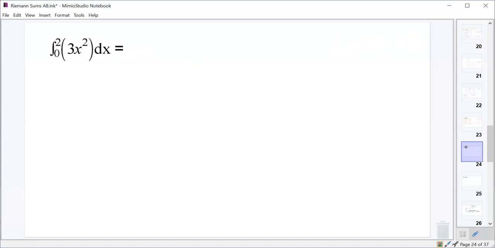So nothing changes at the beginning. This still becomes a limit as n approaches infinity, and it's still a sum from k equals 1 to n, and it's still f of x sub k times delta x. And what's delta x? It ought to be 2 over n. And what is x sub k? It ought to be 0 plus 2k over n. Everybody good with those values?